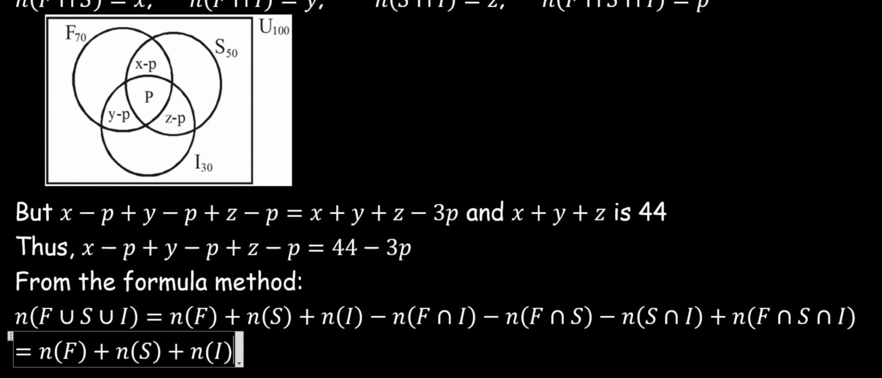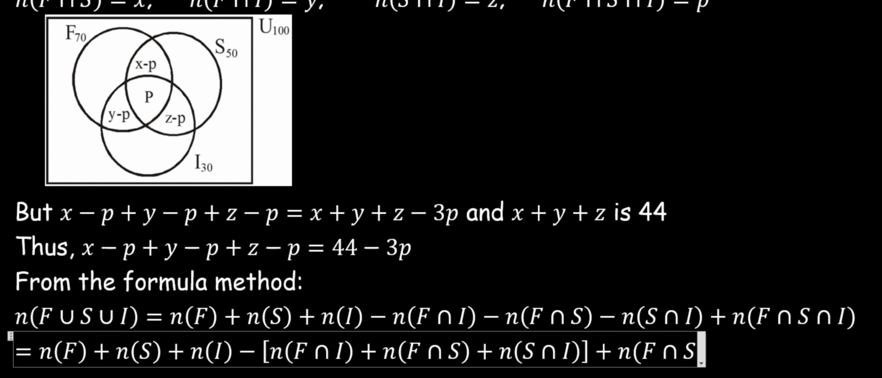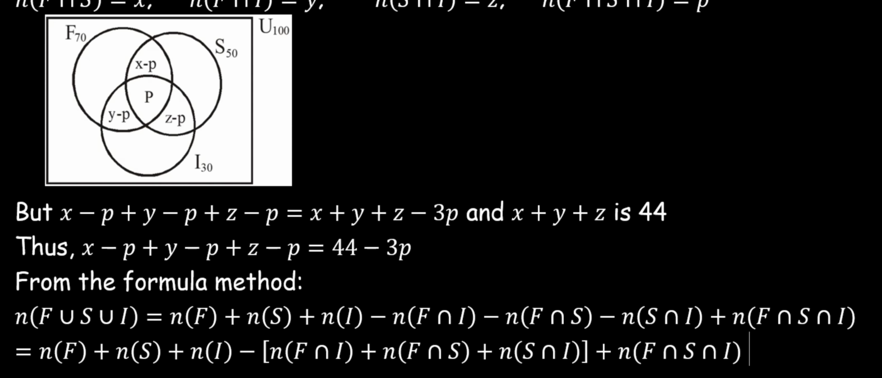Now, if we factor out the minus, we now have open bracket n of F intersection I, bracket close, plus n of F intersection S, plus n of S intersection I, bracket close, plus their general intersection, which is n of F intersection S intersection I. Now, if we start from here, we can substitute our given values that we got earlier.